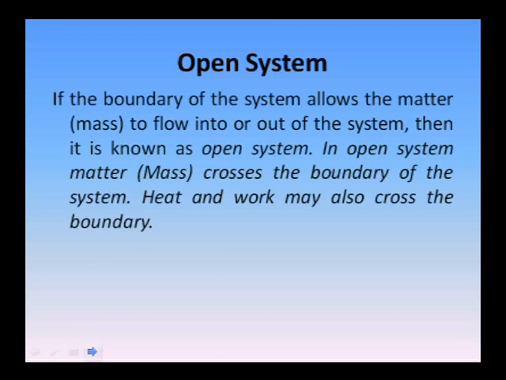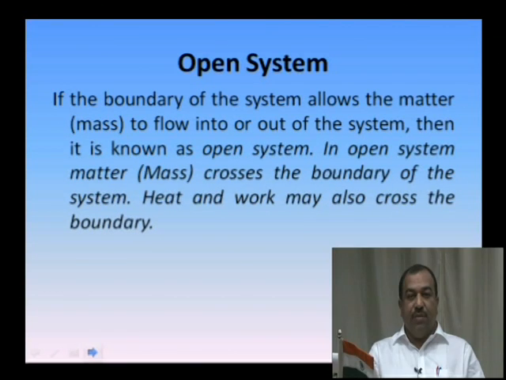Next, let us understand what we mean by an open system. If the boundary of the system allows matter to flow into or out of the system, then it is known as an open system. In an open system, matter, that is mass, crosses the boundary of the system. Heat and work may also cross the boundary. In a closed system there is only energy transfer. In an open system, both mass transfer as well as energy transfer cross the boundary.